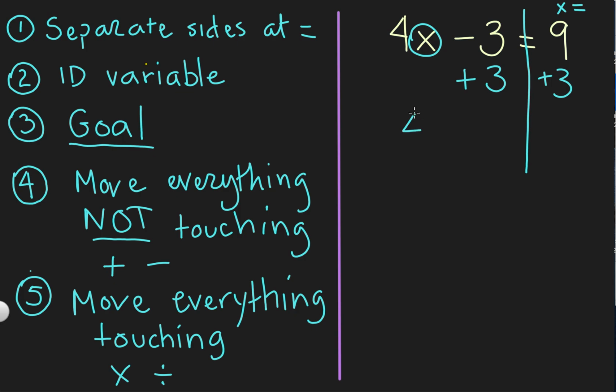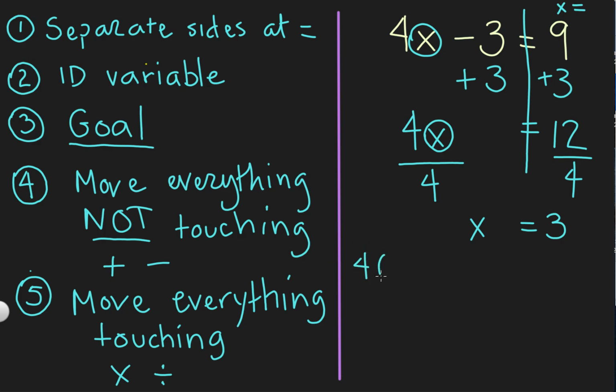This leaves us with 4x equals 12. And now it's a one-step equation. So we follow that process. We're going to move everything that's touching now, which is the 4. This is 4 times x. The opposite of a times 4 is a divide by 4. Again, we show that with a fraction. And we're left with x is equal to 3.